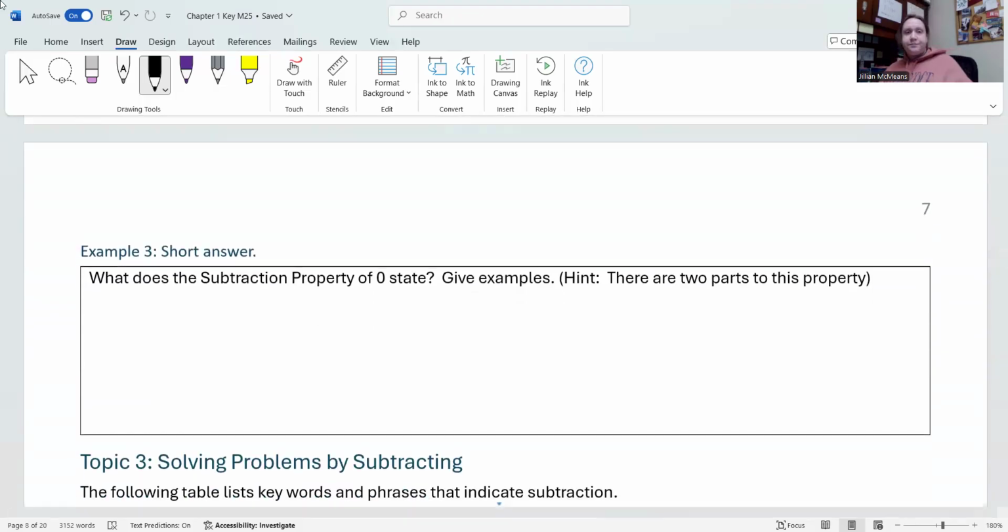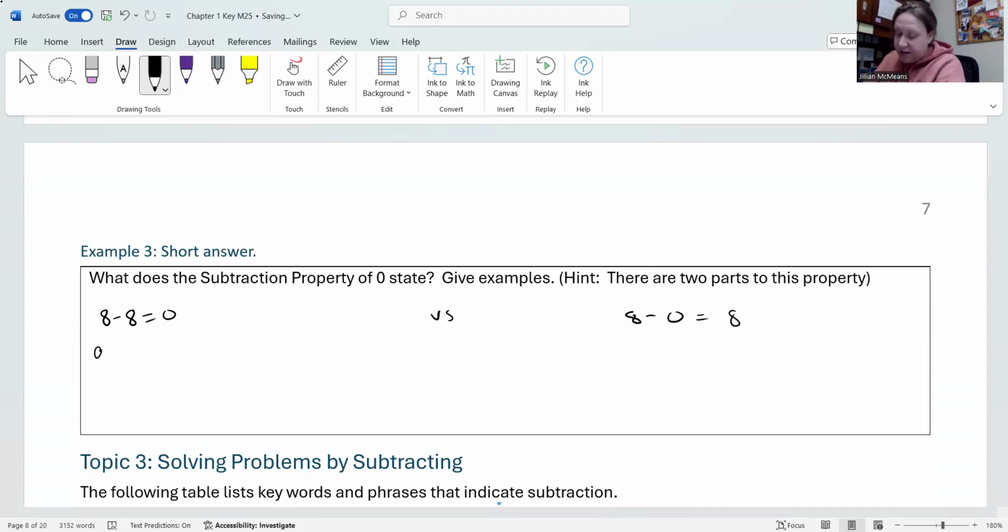All right, one more quick question for this video. This example 3 is just a short answer, so it's kind of like a think and discuss, okay? It says, what does the subtraction property of 0 state? Give examples, okay? Well, there's two ways we can think of this. So we haven't officially discussed a subtraction property of 0, but there are properties involving 0 with subtraction. The first is, what if I had something like 8 minus 8 equals 0 versus 8 minus 0 equals 8?